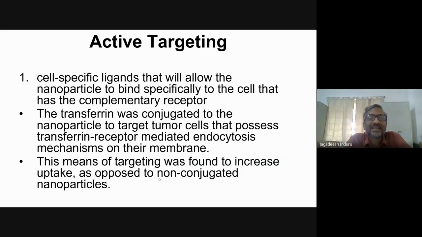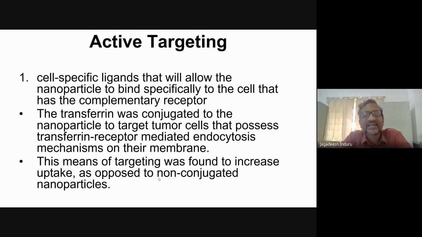In the target as active targeting, what will happen? The cell-specific ligands will allow the nanoparticle to bind specifically to a cell that has the complementary receptor. So this is something relevant to the ball and socket mechanism, where you have your paratope and epitopes. They have some structural geometry that fits the particular receptor with the ligand.